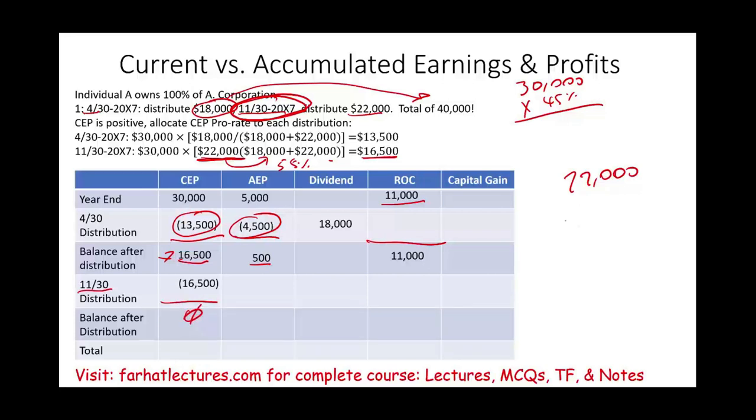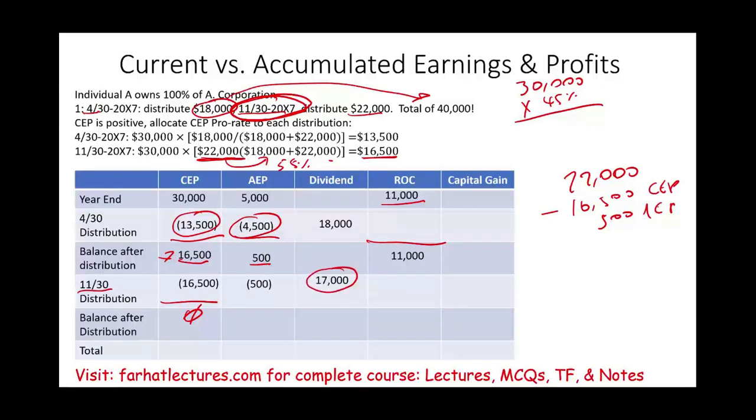So notice we have 22,000, and 16,500 came out of CEP. Then we have the next thing, to see if we have AEP. We have 500 of AEP, and that's going to come out of AEP. That's going to make AEP also go down to zero. And both of these are considered dividend.